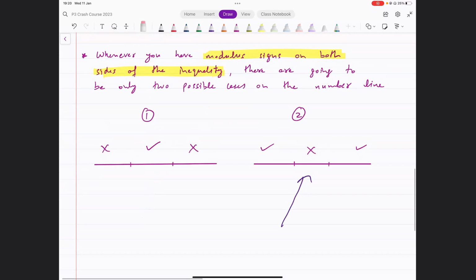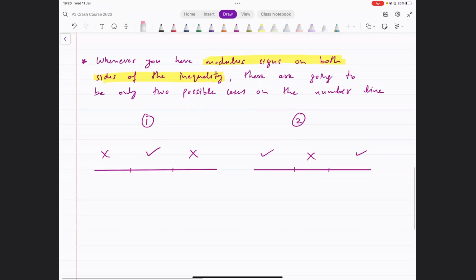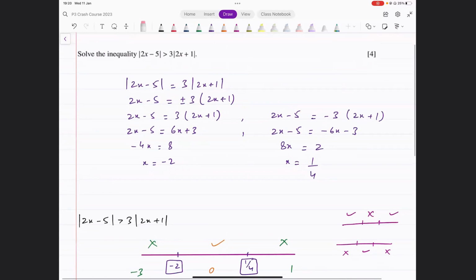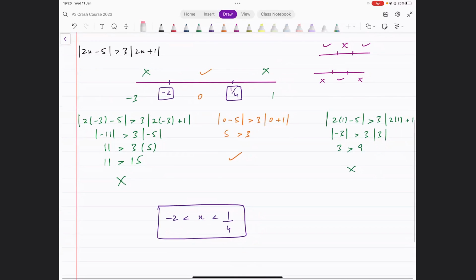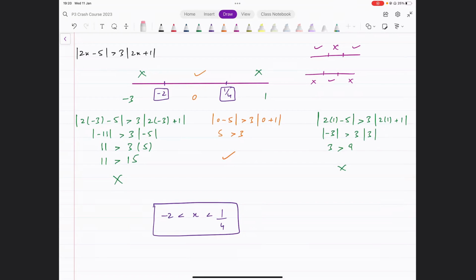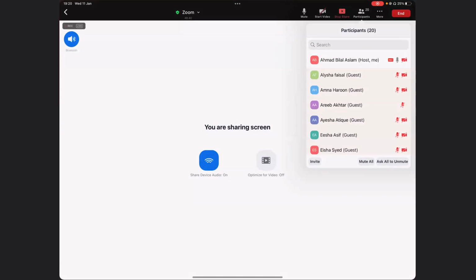And that is when you can actually skip some of that working and just check one region, and that's going to give you the final answer directly. Is this clear to everyone? For example, in this case, if we were just to check the middle region, we would get our final answer from that directly. Any questions? No?